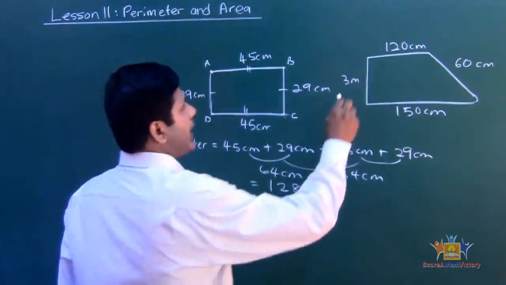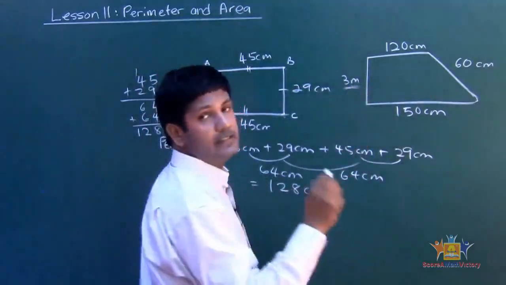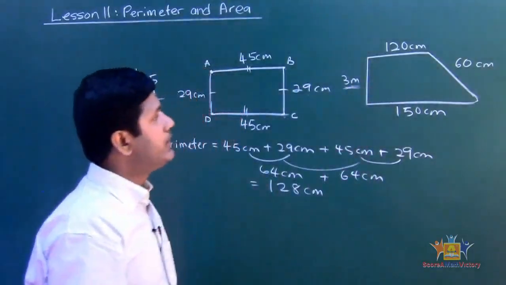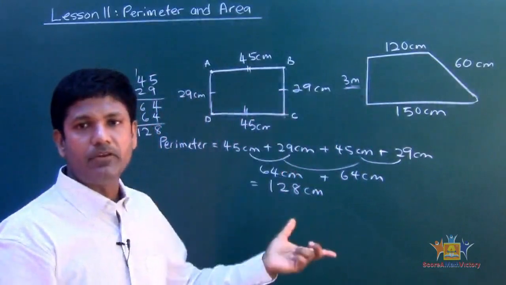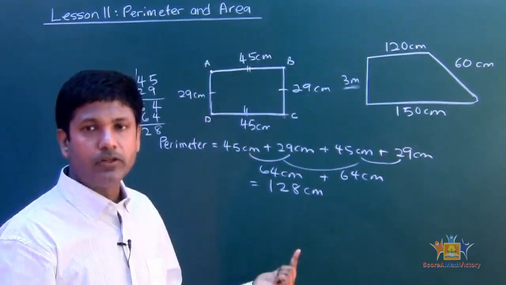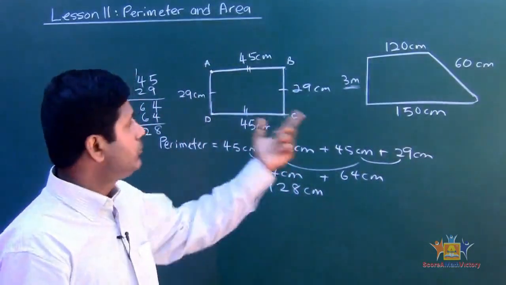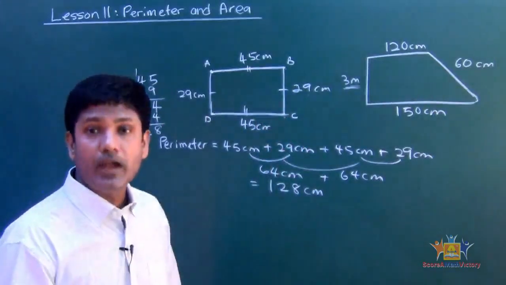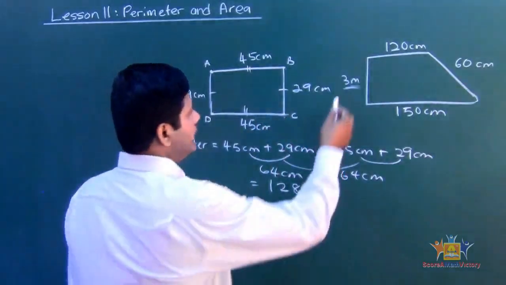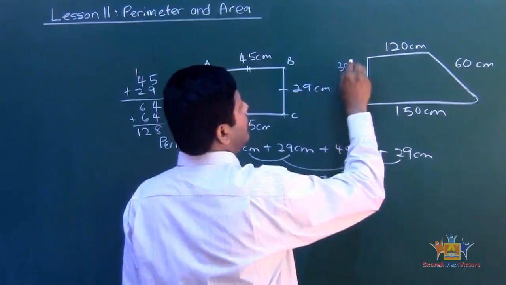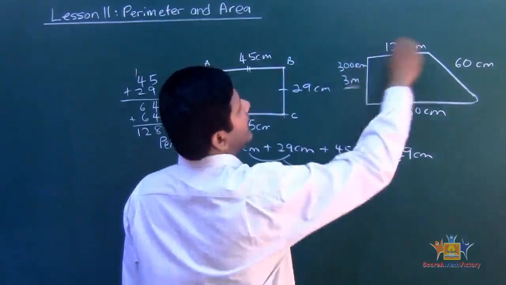So you have to convert this into centimeters. So what's the relationship between centimeters and meters? 1 meter equals 100 centimeters. 3 meters equal 300 centimeters. See that? So then I say this one equals 300 centimeters. So then I add them around.